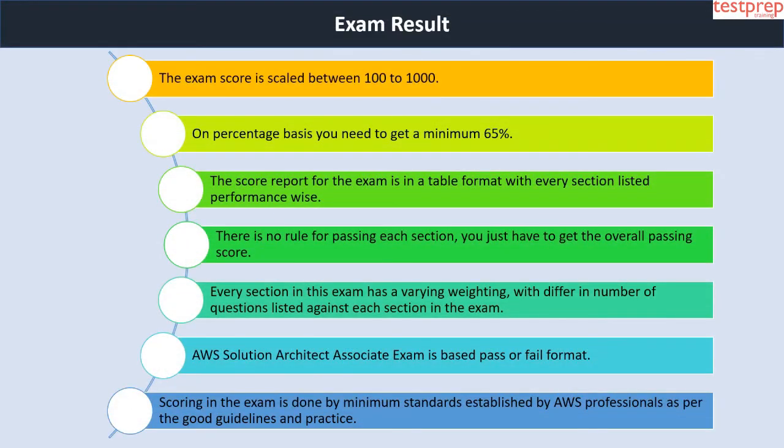Fifth, exam result. 1. The exam score is scaled between 100 and 1000. 2. On a percentage basis, you need to get a minimum of 65%.